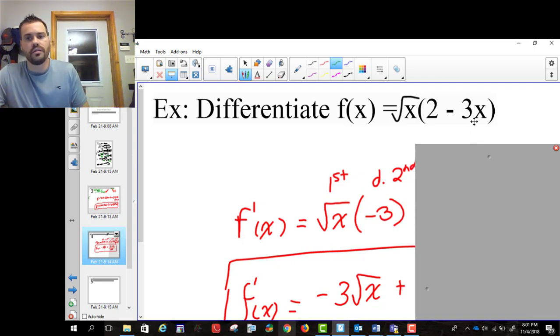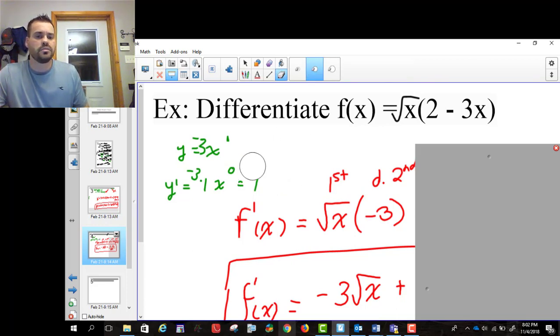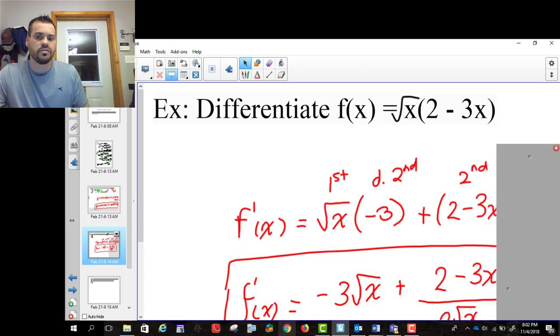If you think about this just by itself, if y is equal to x, then y prime is, that's really x to the 1, so it's 1x to the 0. That's why it's just 1. So the derivative of minus 3x is just minus 3 times that. So it's minus 3 times 1, which is minus 3. So that's where I'm getting that from, in case you're not sure, all right? Now, I keep going with my product rule, and my product rule says now take the second function, so 2 minus 3x, and multiply it by the derivative of the square root of x.